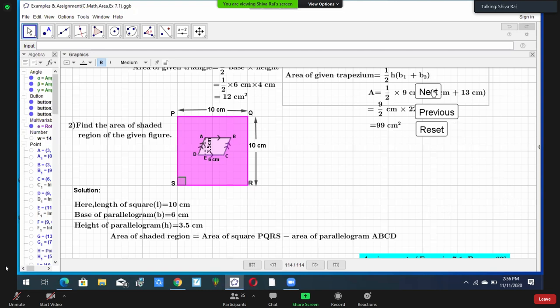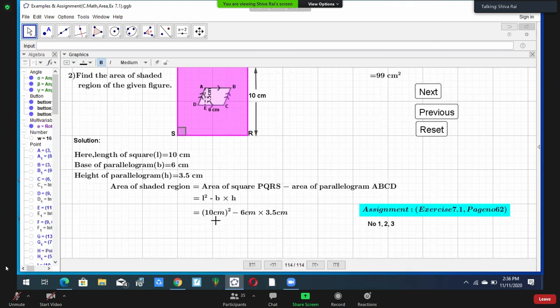Okay. Now let's see here after this. Area of square, already you know, side square. Area of parallelogram, already you know, base into height. Just substitute the values and simplify. Everyone, you look here. So here 10 centimeter whole square. Don't write 10 centimeter square, 10 centimeter whole square. Right? Now 10 centimeter into 10 centimeter is equal to 100 centimeter square, minus 6 into 3.5 is 21. So now after this, if you subtract 21 from 100, you'll get 79 centimeter square. So you look here, answer.